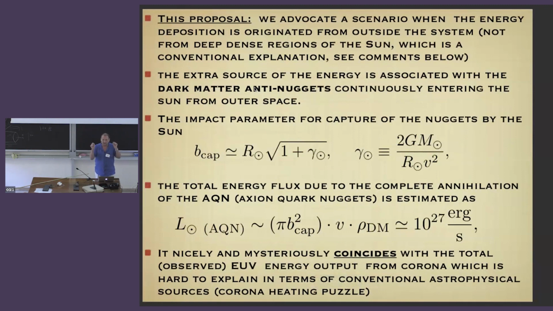Dark matter anti-nuggets that come to the corona get annihilated, and this is a new source of energy. You can compute this part of the emission in just one line. You compute how many dark matter nuggets enter and annihilate, you know exactly the amount, and you get exactly 10 to 27 erg per second. It was mysterious for me. I'm computing from dark matter particles, nevertheless I get 10 to 27, observed in X-rays known for many, many years.